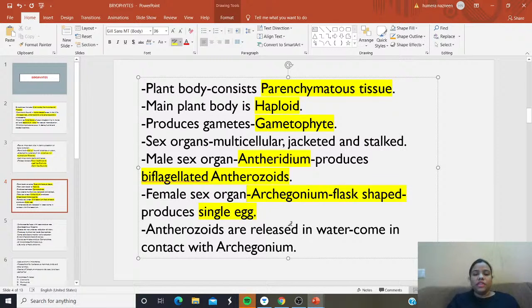Then the antherozoids, where are they released? They are released in water and they come in contact with the archegonium. So the antheridium produces antherozoids, these are released in water, and in water they come in contact with the archegonium, which is flask shaped and produces a single egg.